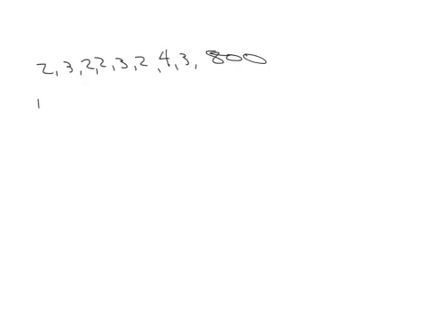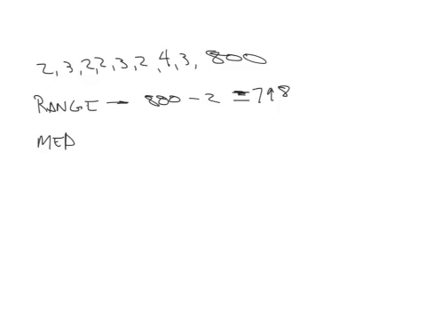Alright, so find the range. The range is going to be the largest number minus the smallest. Okay, so the range is going to be 798. That's an equal sign there. Alright, what else are we looking for? Median. The middle number.